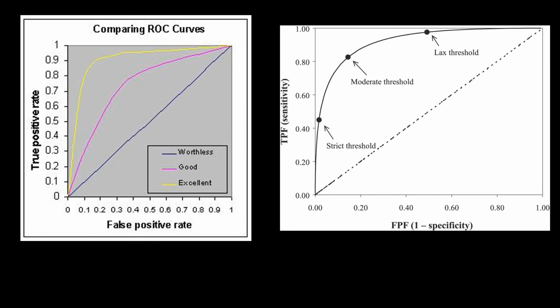All right, so comparing ROC curves. Again, this is a worthless curve. This is a good curve. A really excellent curve would be here. If you're an individual reader along this curve, let's say you're a person that puts a very strict threshold on things. A strict threshold would be down here, toward the bottom left. That means you're not going to make very many false positive calls. Something is really going to be certain before you call it.